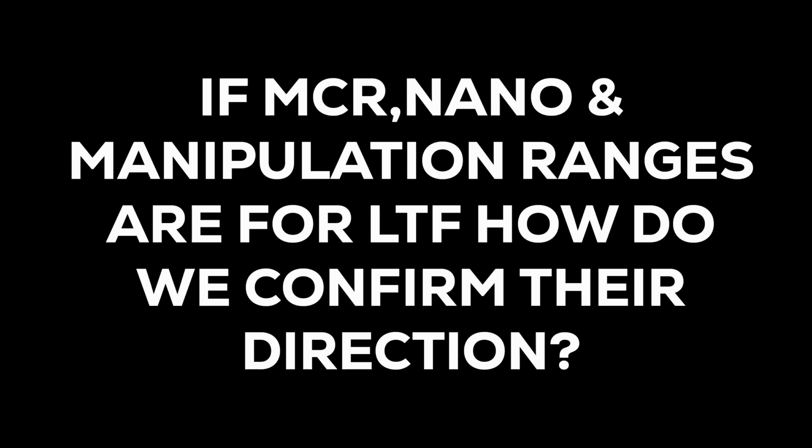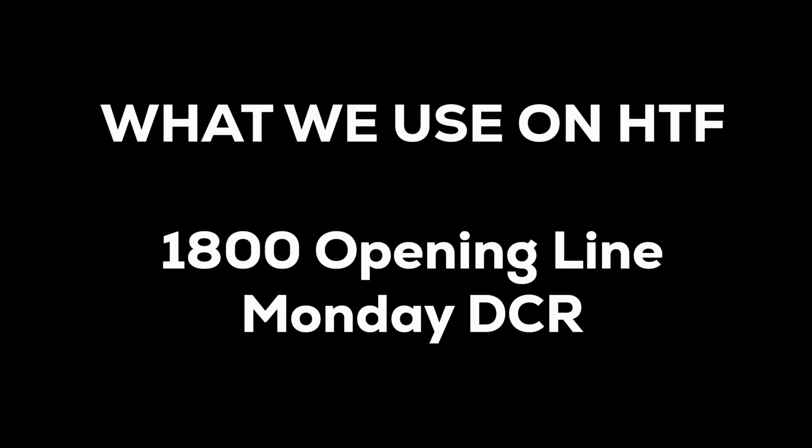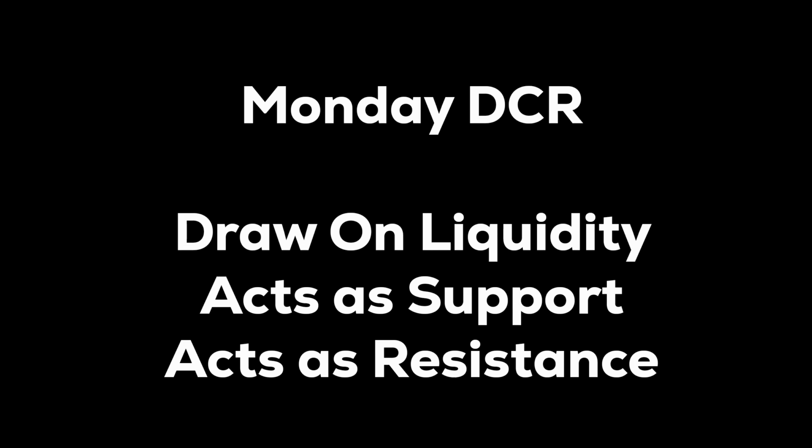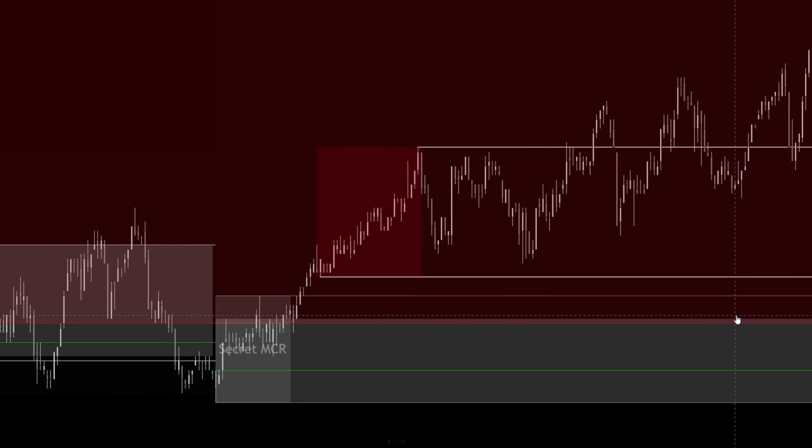If the MCR, the nano, and the manipulation ranges are all aspects that we can use on the lower time frame, how do we know where they want to go intentionally? Here are 2 aspects on the higher time frame that I need you guys to use. It's going to be the 1800 opening line of the day, meaning that if we're going to be above that 1800 line, we're probably going to sell. If we're going to be below this 1800, we're probably going to buy. And then the second aspect is going to be the DCR for the week, and this is how we're going to trade them. Let's look at our first example for the 1800 line.